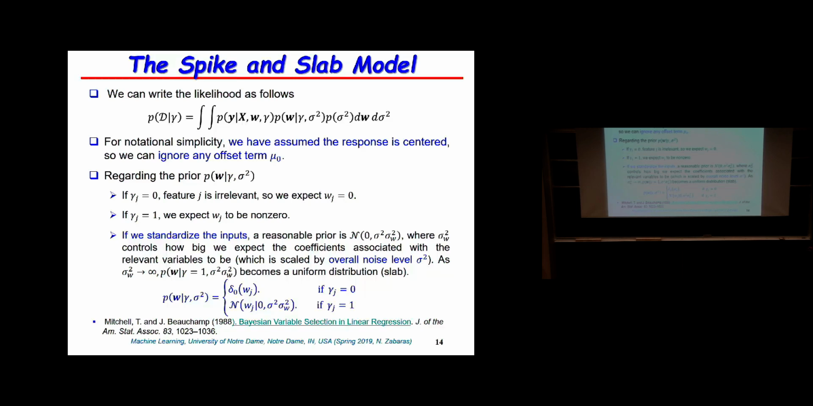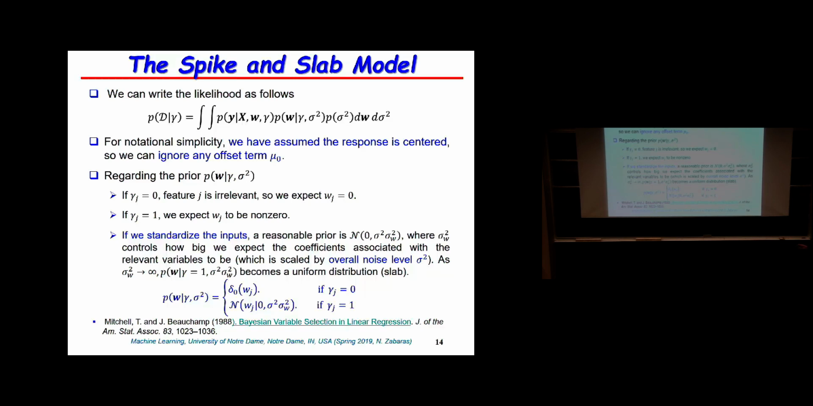If the feature is to be included, then you take this to be a Gaussian. So sigma squared is the overall noise level. There are various versions of this, and sigma W is sort of a parameter that allows you to play with. And in principle, if you make it go to infinity, you get literally a uniform distribution out of the equation on the bottom.